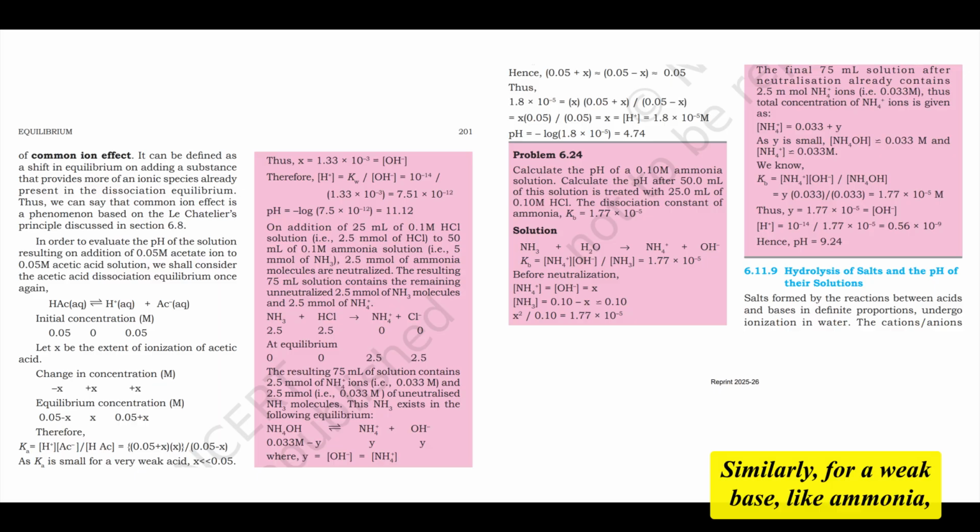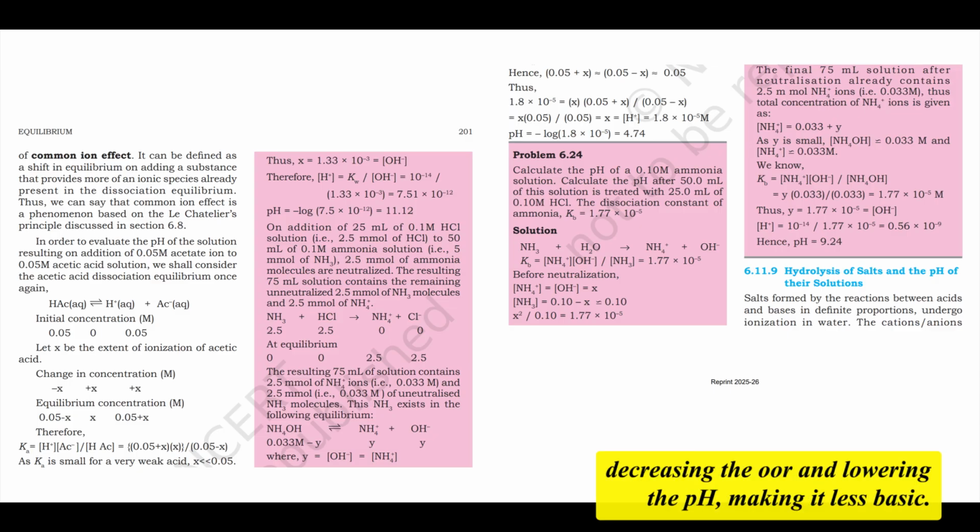Similarly, for a weak base, like ammonia, NH3 + H2O ⇌ NH4+ + OH-, adding a source of ammonium ions, the common ion, such as ammonium chloride, NH4Cl, shifts the equilibrium to the left. This suppresses the ionization of ammonia, decreasing the [OH-] and lowering the pH, making it less basic. This effect is the basis for how buffer solutions work, as we'll see.